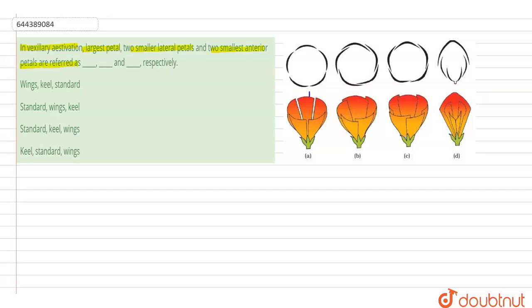So here we see that aestivation is the arrangement of sepals and petals with respect to other members of the same whorl, while it can be classified into four basic types. The first one here is the valvate, where the margins of the petal do not overlap each other, they just touch each other, right? So in this case we see that the example of this one is the calotropis.